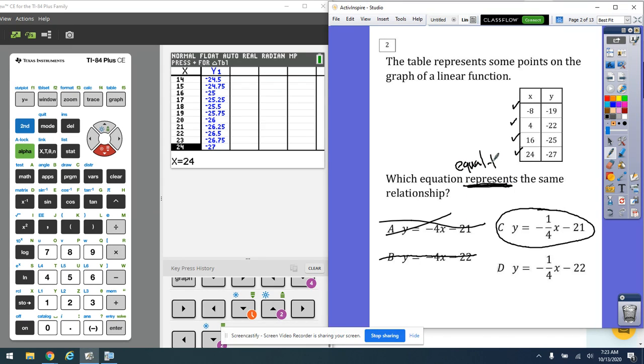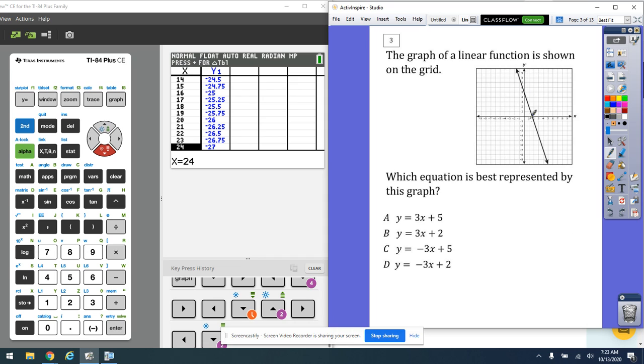So, the recap: anytime we're looking for what this part represents, it just means it's going to be equal to. In other words, when I graph these, it's going to have to match these points here. Now, what happens if I have a graph like this?